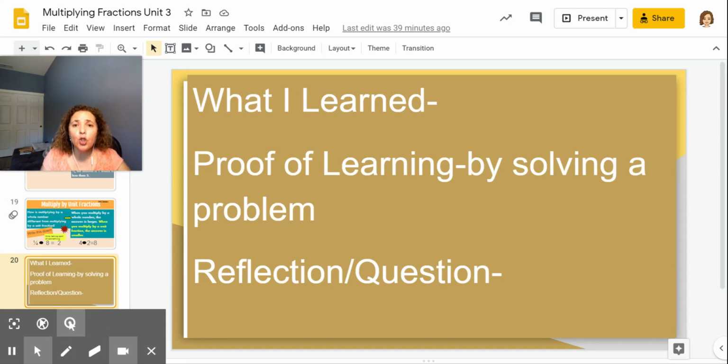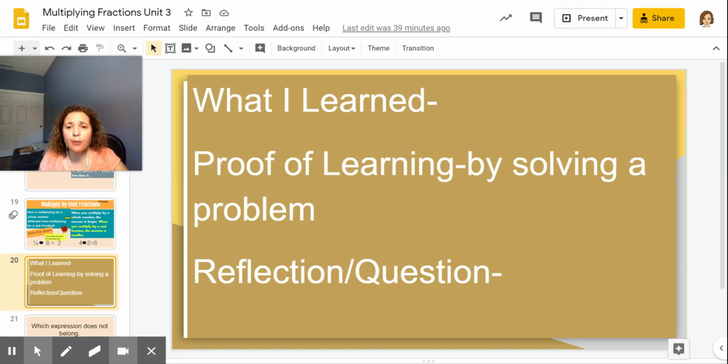All right, so what did you learn today? Proof of learning by solving a problem. So go ahead and write down a problem that involves multiplying a whole number by a unit fraction, and then write a reflection or a question you still may have.